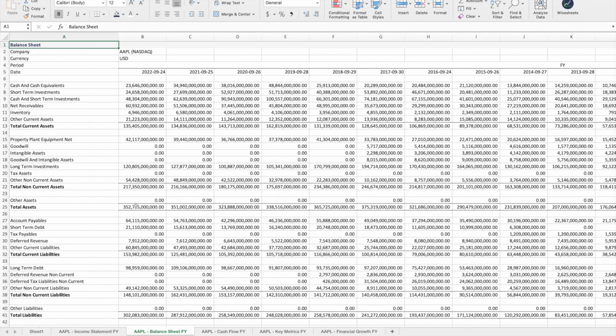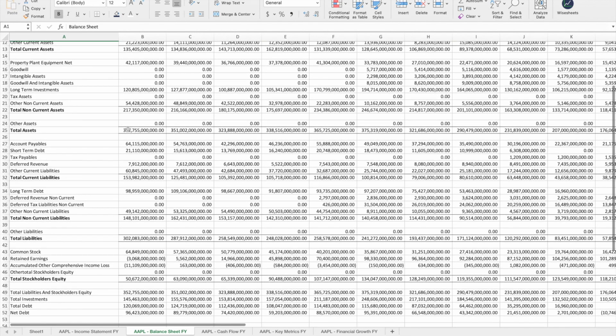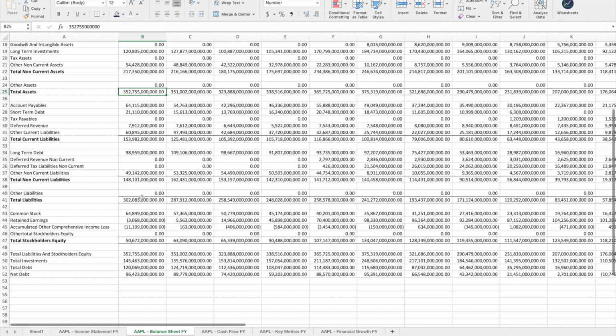And so book value per share, if you remember from that video, is very simple. So you take the total assets minus the total liabilities, that gives you your stockholders' equity. So this is the book value of the company. And then all you have to do is divide it by the number of shares.